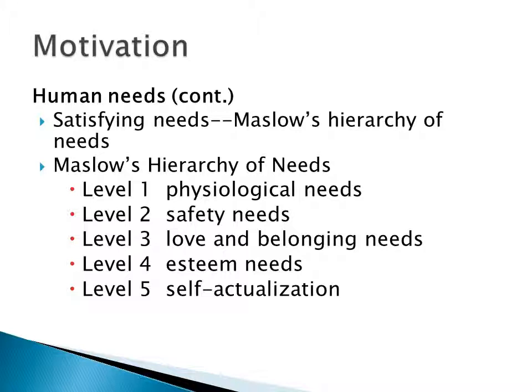The third level would be love and belonging needs. These are needs that are met within a family and belonging to a group of people where you are loved and accepted. Level 4 is esteem needs. This is when you are encouraged and you have enough confidence in yourself to go out into the world and to experience the world in a way that is satisfying and rewarding, which then propels you to level 5, which is self-actualization.